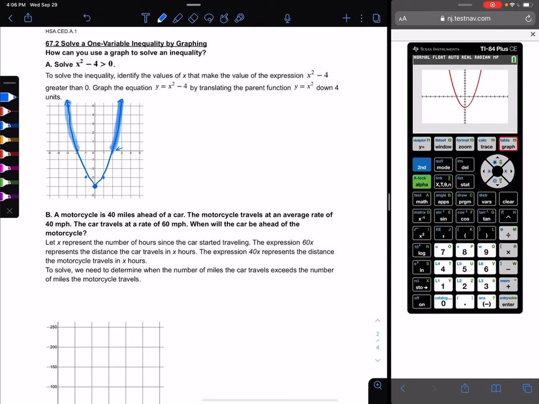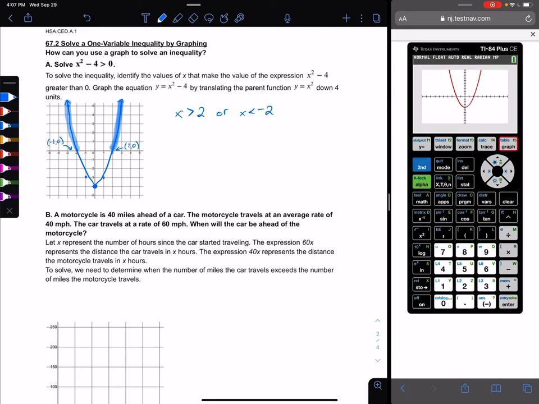You have this point here, which is 2, 0, and you have this point here, which is negative 2, 0. My graph is positive when the x values are less than negative 2, right? That would cover this section over here when x is less than negative 2. And this section over here is when x is greater than 2. So those are my solutions. I would say that it's positive when x is greater than 2 or when x is less than negative 2.